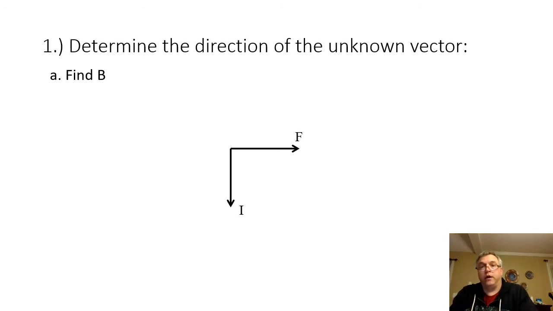I know that with the right-hand rule, my fingers represent the direction of the current. My thumb represents the direction of the force, and my palm represents the direction of the magnetic field. So the magnetic field is coming straight out of my palm.